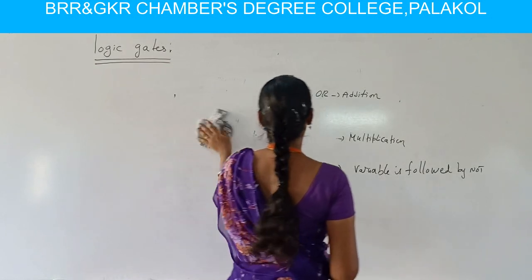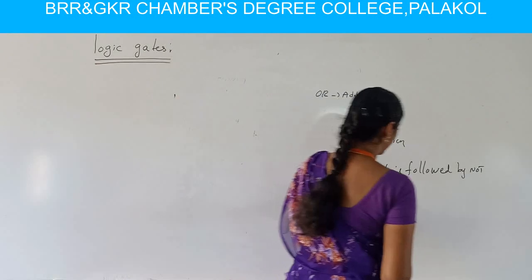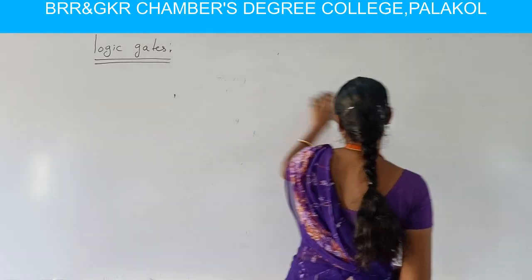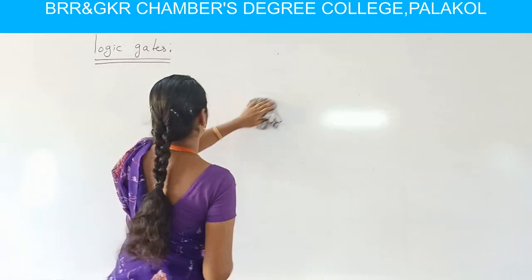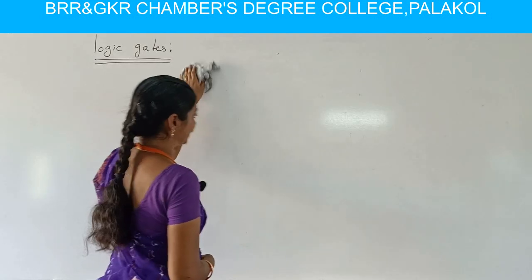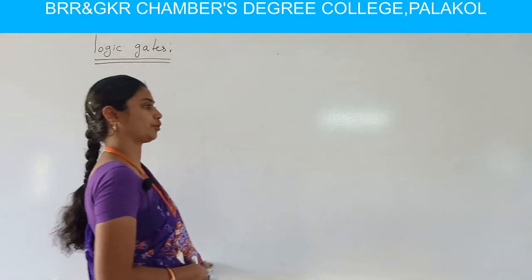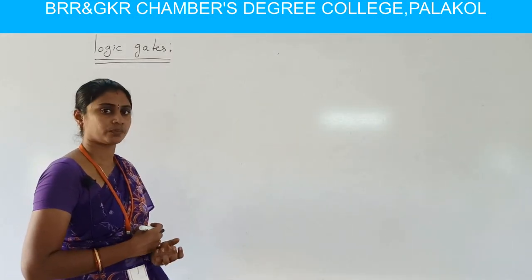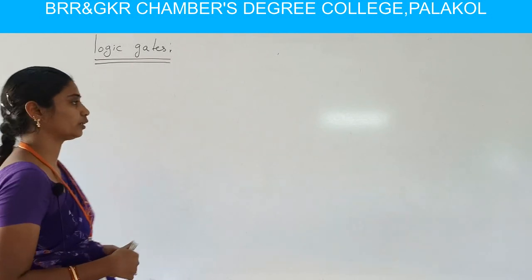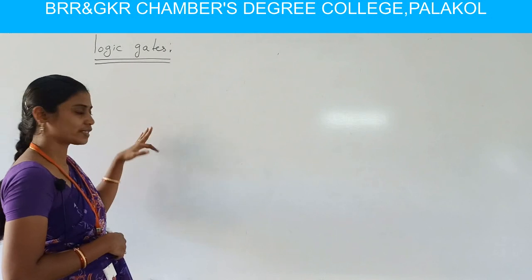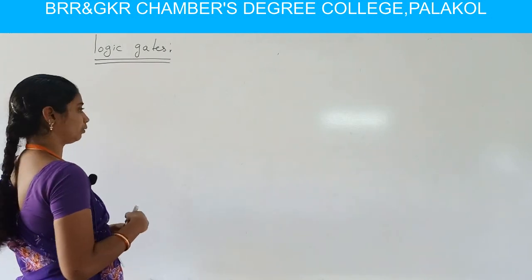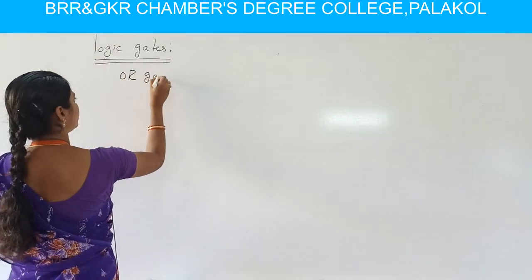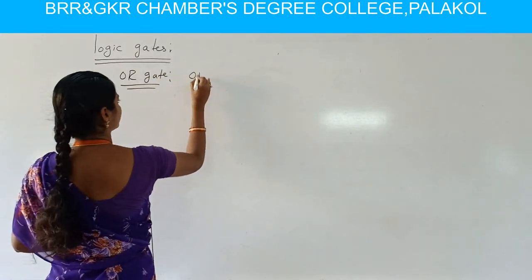These basic logic gates are the building blocks of Boolean algebra. We construct all the digital circuits using these logic gates, because by using them we construct ICs that are used in hardware. So these are the building blocks of digital electronics. We first go for the first gate, which is the OR gate, or addition.